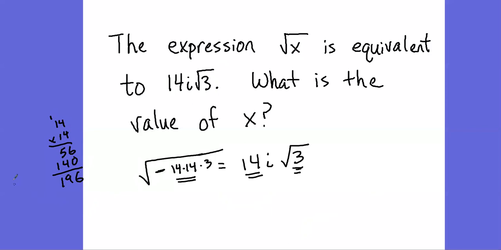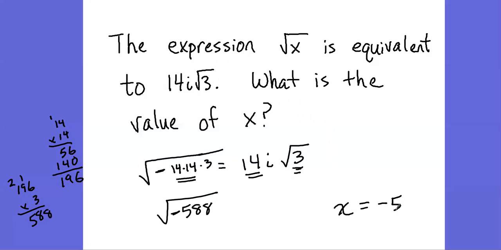Now I also have to multiply that by 3. So 196 times 3, 3 times 6 is 18. Carry the 1. 3 times 9 is 27, plus the 1 is 28. Write the 8, carry the 2. 3 times 1 is 3, plus 2 would be 5. So I am looking at the opposite of 588. So the square root of negative 588 is the same thing as 14i root 3. So the value of x, just to answer the question here, would be negative 588.